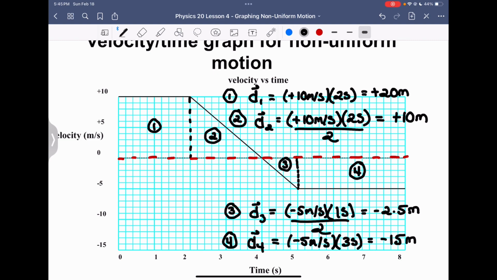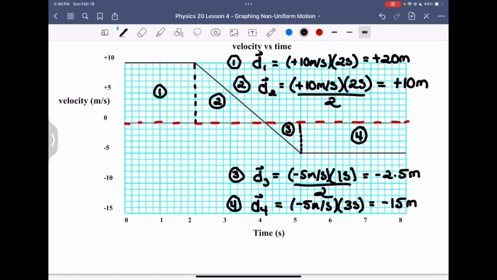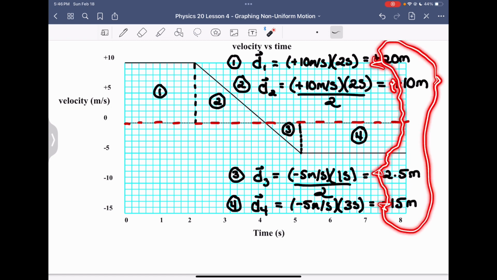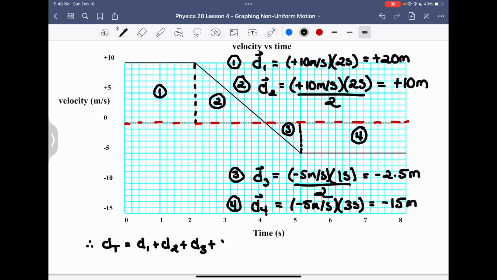Okay, now you're probably thinking, how do we put this all together to summarize a final solution? Here's how we're going to do it. If I was doing these graphs, I would always do them in terms of displacements, meaning the vector quantity, because to do the distances, it's really simple. Ignore the signs, add up all the values. So if I added positive 20, 10, 2.5, 15, and I just naturally add them together, that gives me the distance. So I'm going to formalize it below here and say, therefore, the distance total is equal to D1 plus D2 plus D3 plus D4.